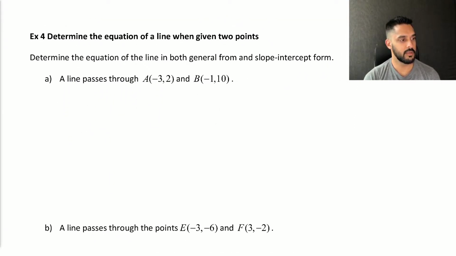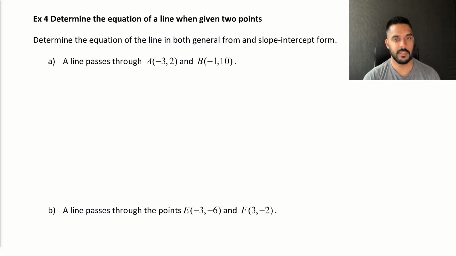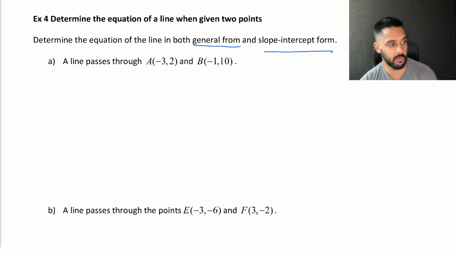Now here's a pretty common type of question. Given some information, can you create a line? And then can you change it into another format? So I have a line that passes through these 2 points. We're asked to determine the equation in 2 different forms, one in general form, one in slope-intercept form.